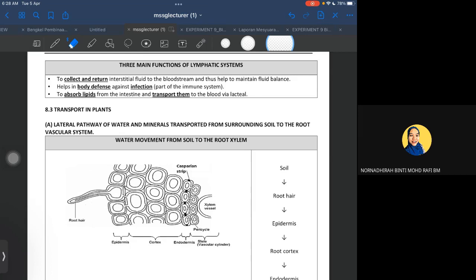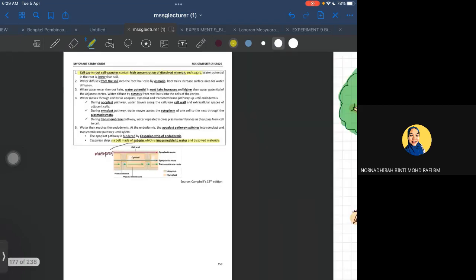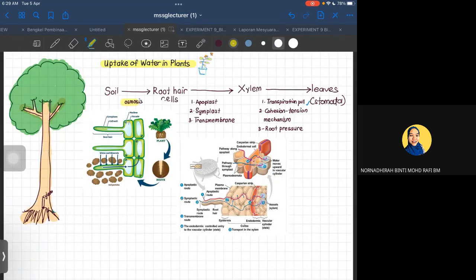What we are going to cover now is transport in plants. If you look at the screen, it is the lateral pathway of water and mineral ions transported from our surrounding soil to the root via the vascular system. What we are going to cover is the transportation of water and mineral ions from the surrounding soil into the plant. There are several steps and mechanisms involved. First I am going to show you the summary of the transportation of water in plants. We are going to start with the soil.